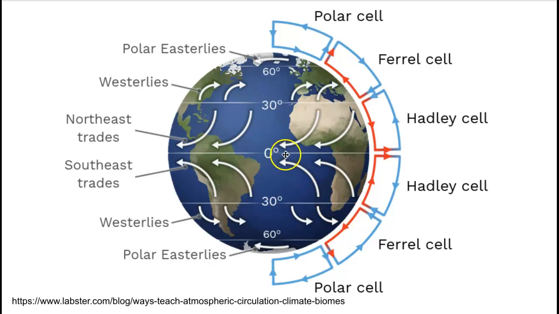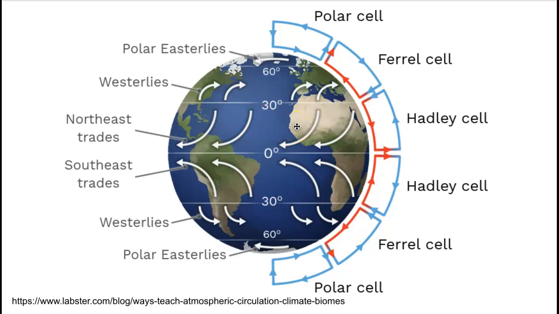Between 0 and 30 degrees is what we call Hadley cells. The air here should move north to south, but it's deflected to the right by the Coriolis effect. So the air blows from northeast to the southwest. This belt is called the trade winds. It was called that because at the time of sailing ships, they were good for trade because of how the air blew.